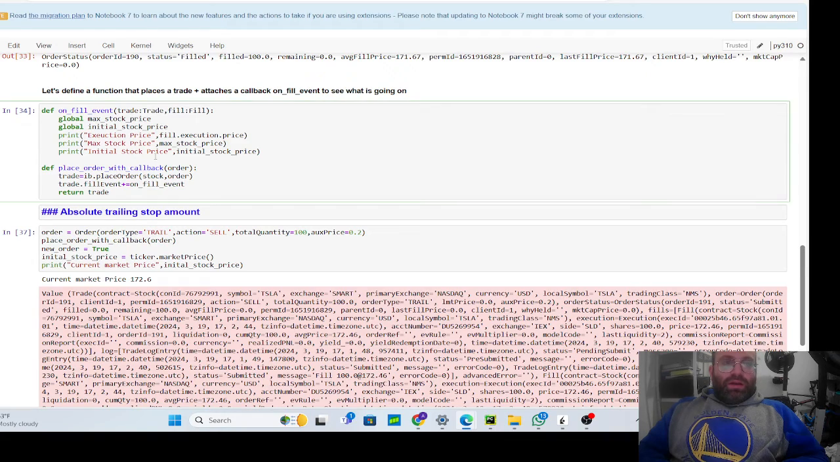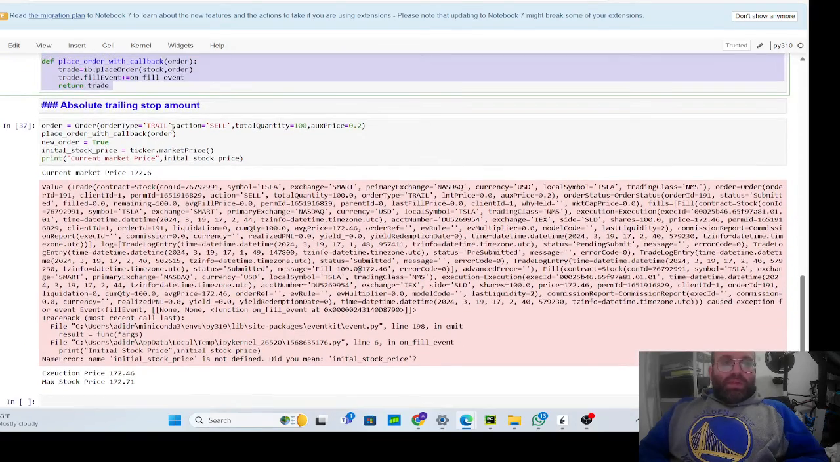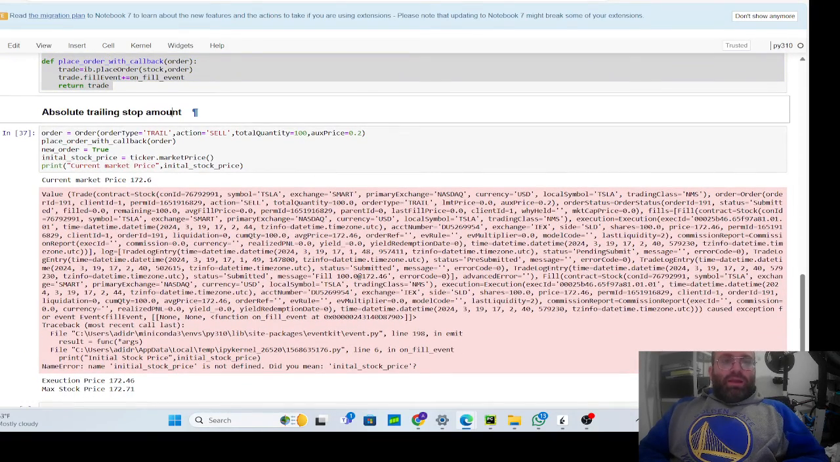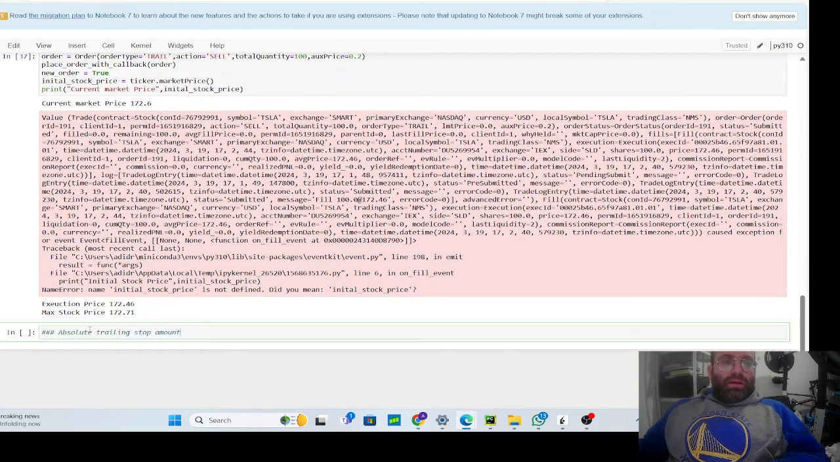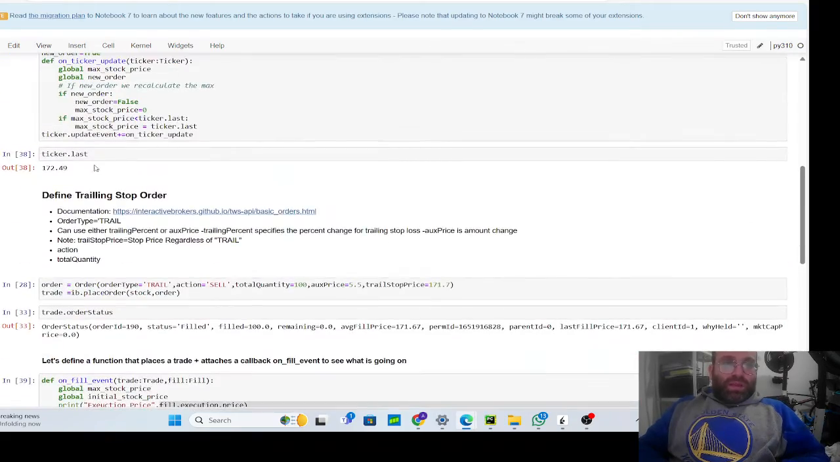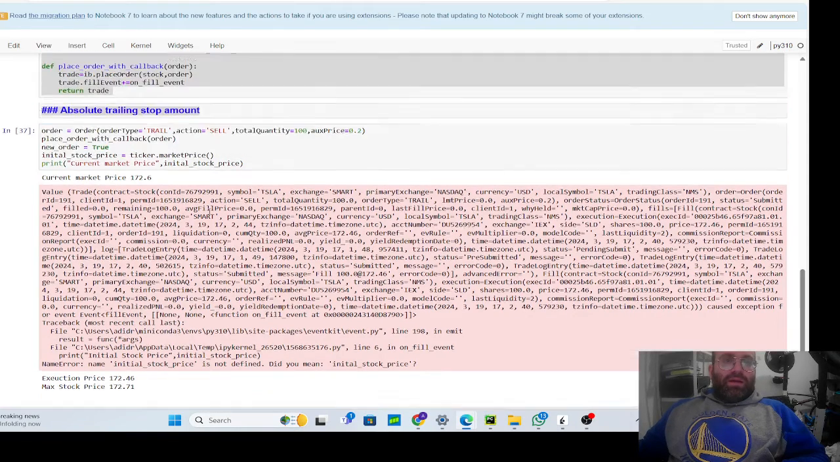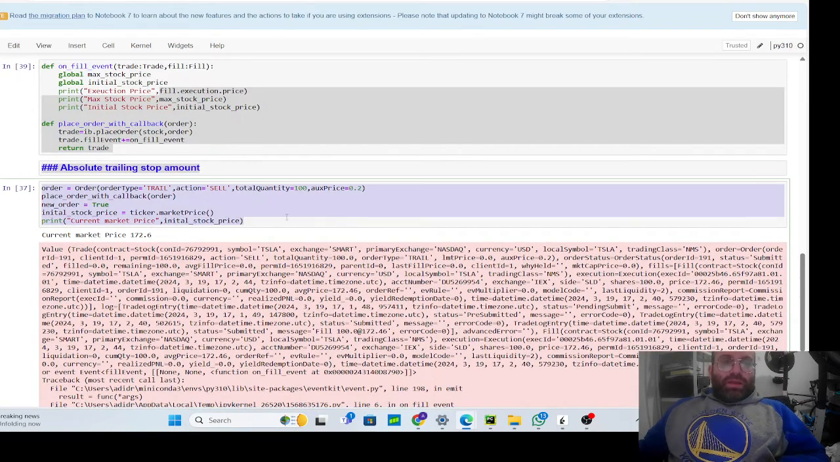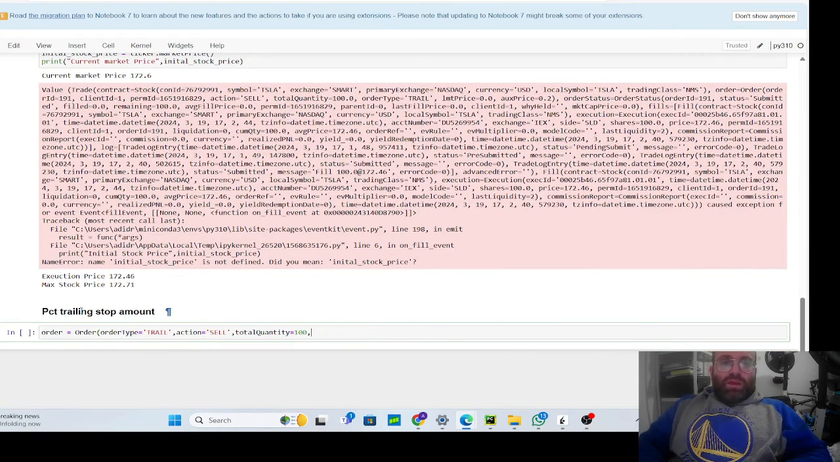Okay, anyway, forget this typo for a second. This is the example with an absolute amount. If you want an example with a percent amount, let's see what the price is. It's about 172.13. So let's do a percent amount, let's do 0.1%. Now it's similar to here, except the order, instead of using aux price, will use trail percent.